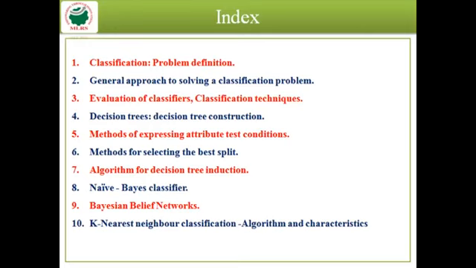Eighth one is naive-Bayes classifiers. Ninth one is Bayesian belief networks. Tenth one is K nearest neighbor classification, with its algorithm and characteristics. These are the topics available in classification. Today, I discuss classification problem definition.